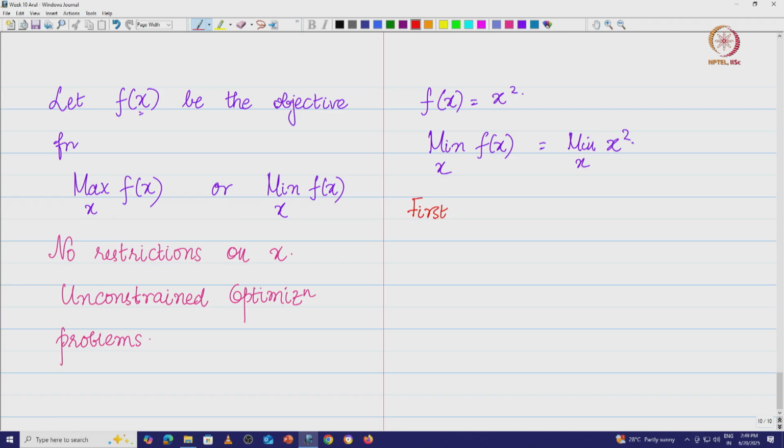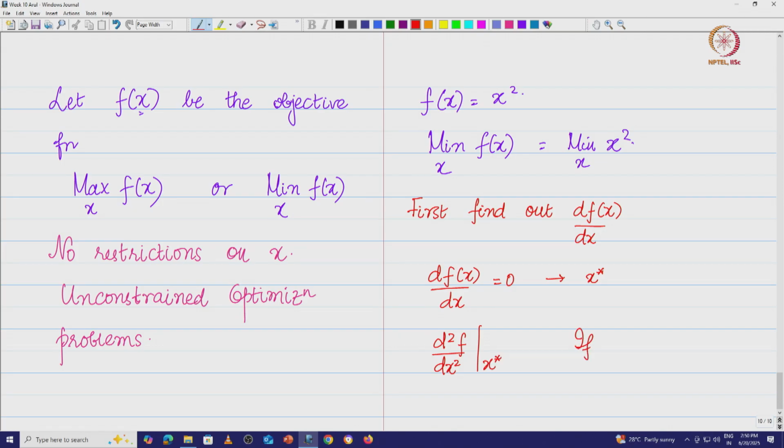So, we say first find out df of x by dx, and equate df by dx to 0. Let us say you get a value x star here. The solution to this equation is basically x star. Now, what you do is figure out d square f by dx squared, evaluated at x star.